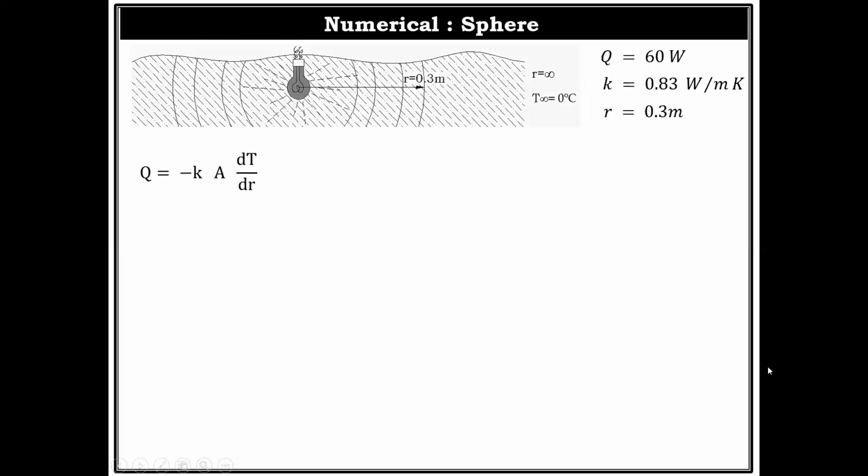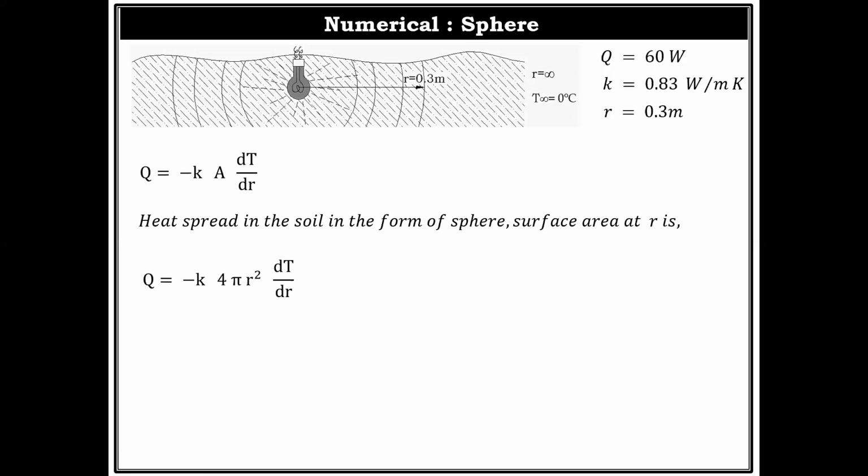So we know Q is equal to minus K A dT by dr. Since we are considering minus K, dT is the lower minus higher temperature value. Now heat spreads in the soil in the form of a sphere, so the surface area at R is 4 pi r square, giving minus K 4 pi r square dT by dr. Now rearranging this, r square and dr are shifted to the left-hand side. So it becomes Q dr upon r square is equal to minus K 4 pi dT.